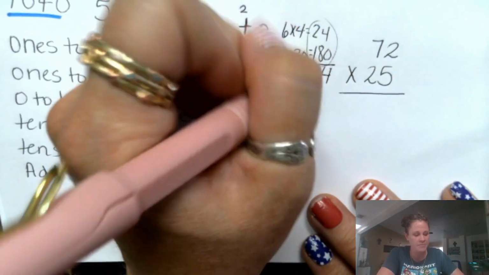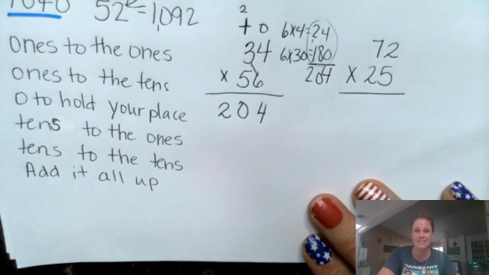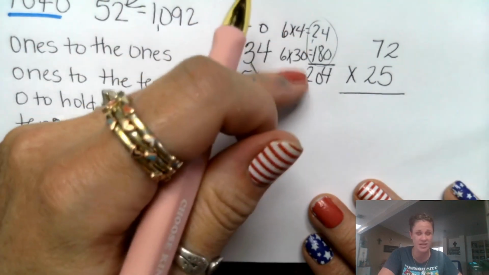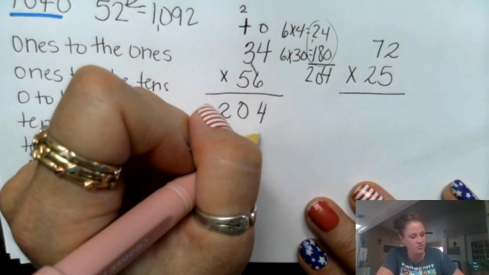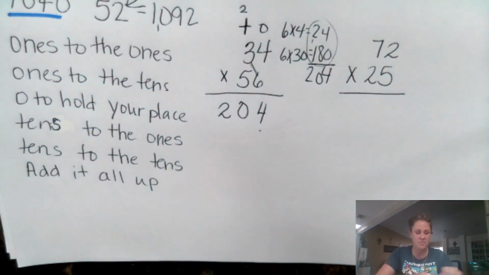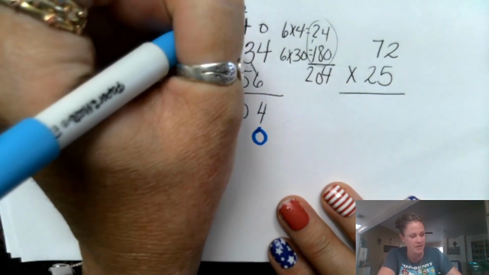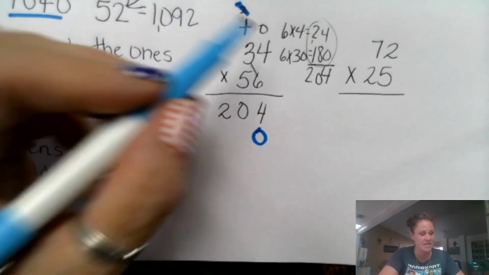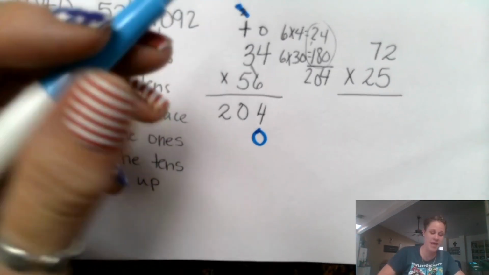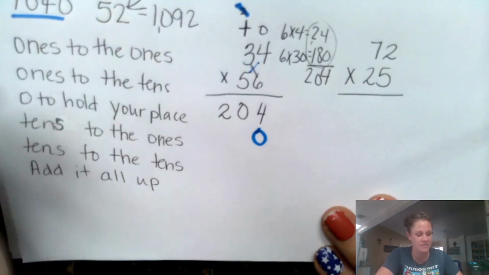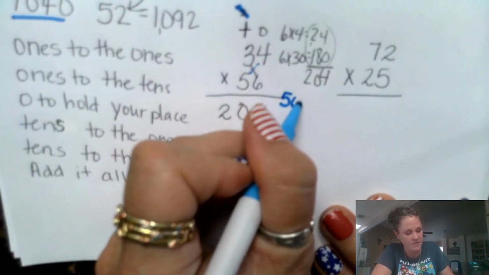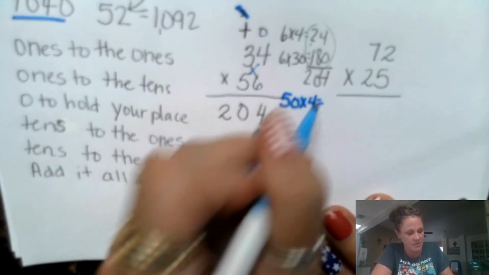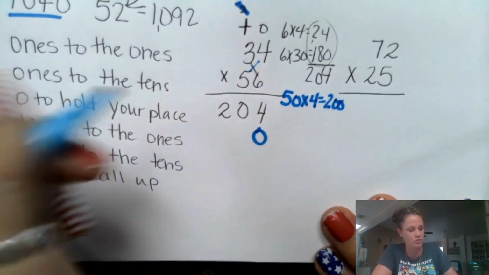Let me add these two together. 4, 8 plus 2 is 10. Oh look, I got the same thing. So this is a good way to check yourself, okay? Now I'm gonna drop my 0. Remember, that's my placeholder. I'm gonna get rid of this now because I'm done with it. Now I'm moseying over and I'm multiplying everything by 10 because I'm setting in the tens, okay?